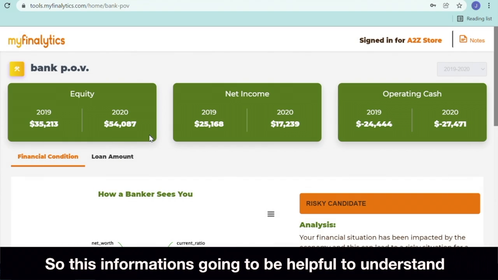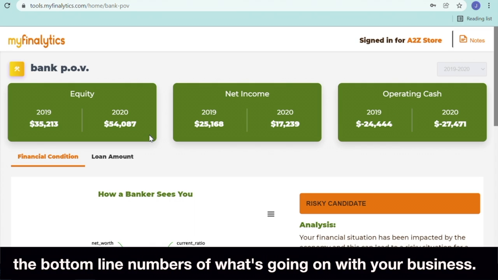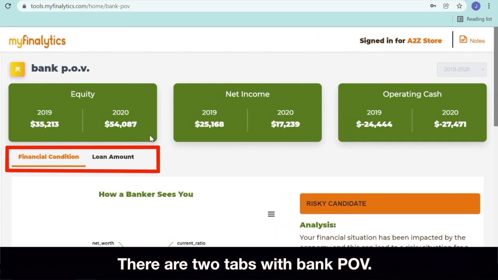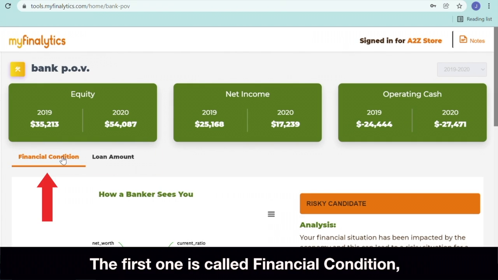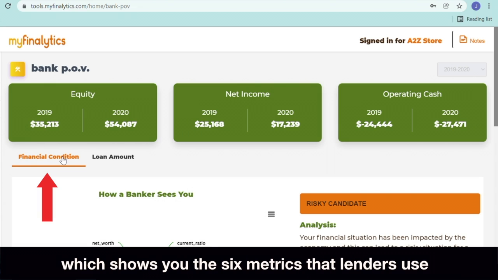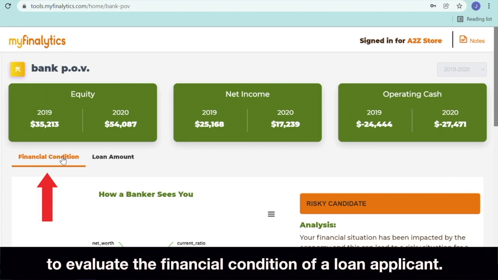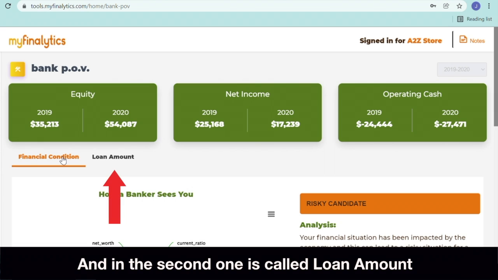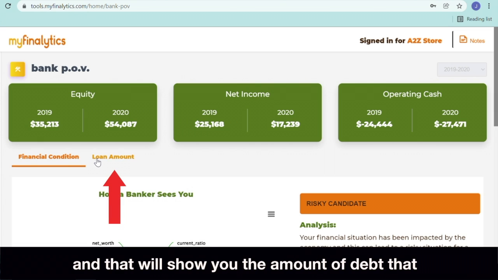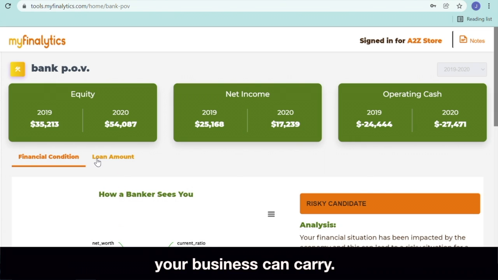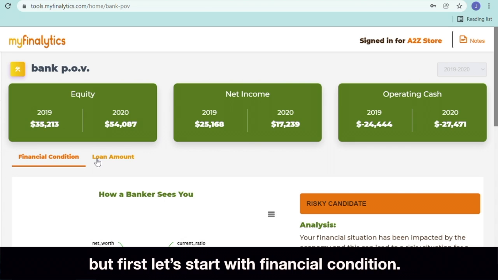So this information is going to be helpful to understand the bottom line numbers of what's going on with your business. There are 2 tabs with Bank POV. The first one is called Financial Condition, which shows you the 6 metrics that lenders use to evaluate the financial condition of a loan applicant. And then the second one is called Loan Amount, and that will show you the amount of debt that your business can carry. And we'll show you what that looks like in a moment. But first, let's start with financial condition.